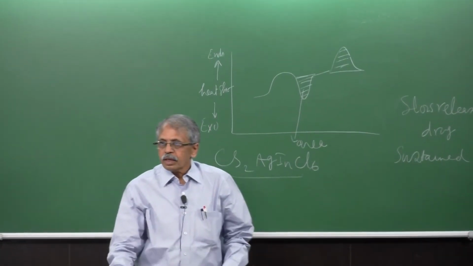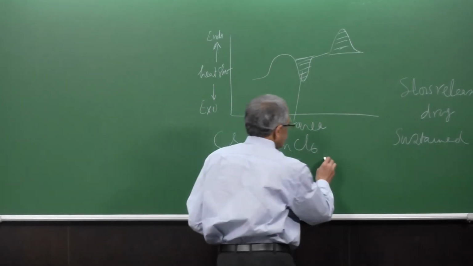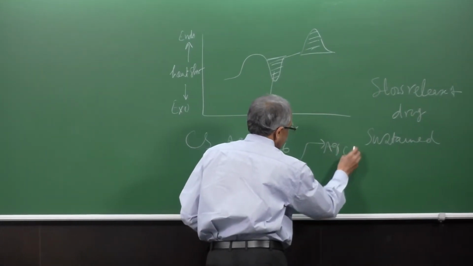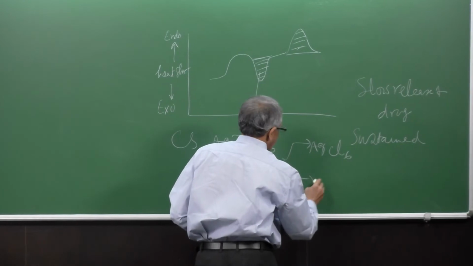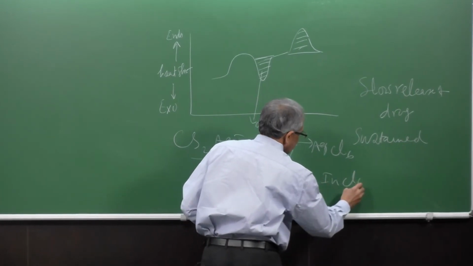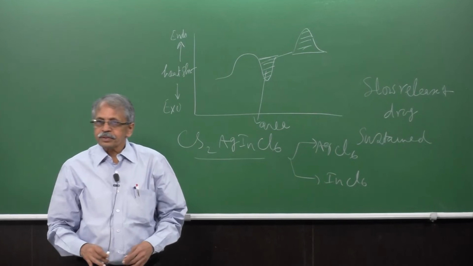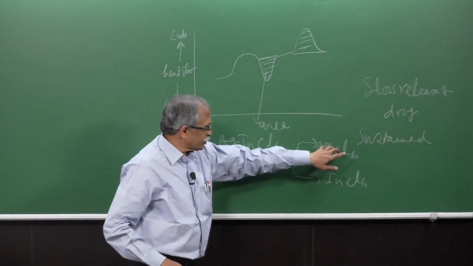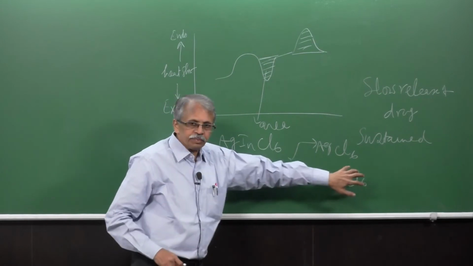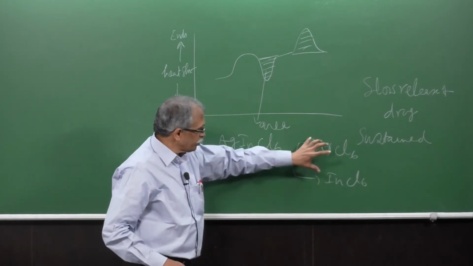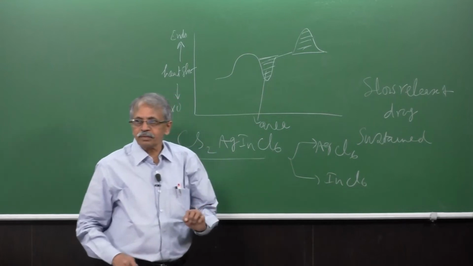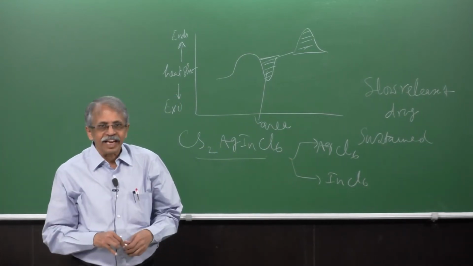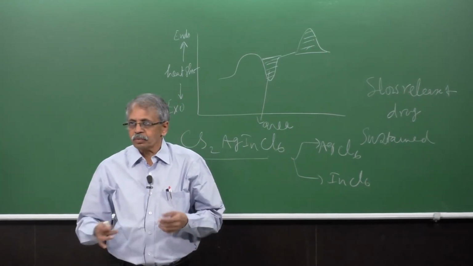This one basically contains AgCl6 and InCl6 units. You can see that silver is surrounded by 6 chloride units, and indium is surrounded by 6 chloride units: an octahedral unit, another octahedral unit. These are present in the lattice. So, these are what you call octahedra.